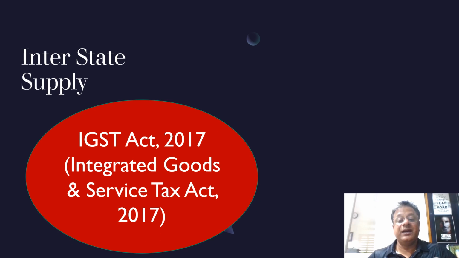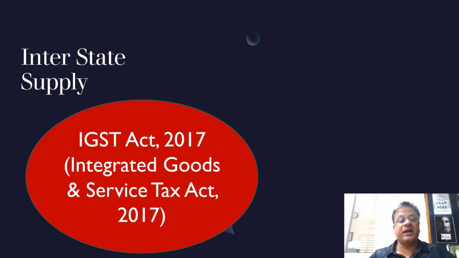Now if it is an interstate supply, that is supply between two states, or one state and one union territory, or between union territories, the IGST Act, that is the Integrated Goods and Service Tax Act, is applicable. So under the IGST Act there is one levy; there will not be a separate CGST and SGST or UTGST applied. There will be one IGST levy, and in the back end the tax will be separated, and the state portion will go to the state and the CGST portion will go to the center.